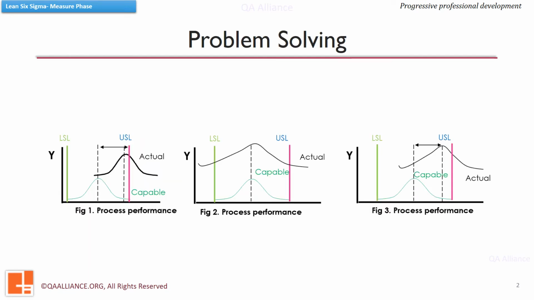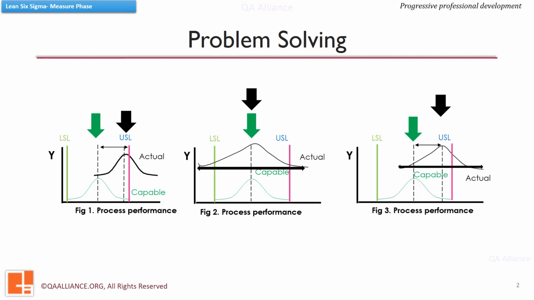As we have seen in the previous lesson, there might be 3 reasons a process is not performing as per the voice of customer. 1. The process mean is shifted from the target value. 2. Process mean is on the target but process variance is very high and a major portion of output is going beyond the customer specification limits. And 3. Both process mean and variance are off the mark.